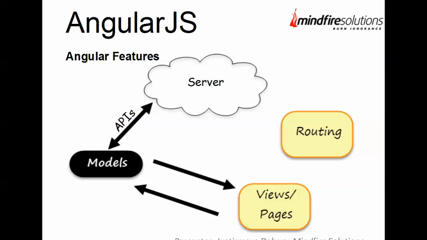AngularJS also has a routing property. So based on the URL, it automatically calls a specific function, gets the data and refreshes the view. So mainly routing is helpful for bookmarking some of the URLs. So this is the very basic. Internally it is a bit complex, but this is the very basic structure of how AngularJS works in a web application.